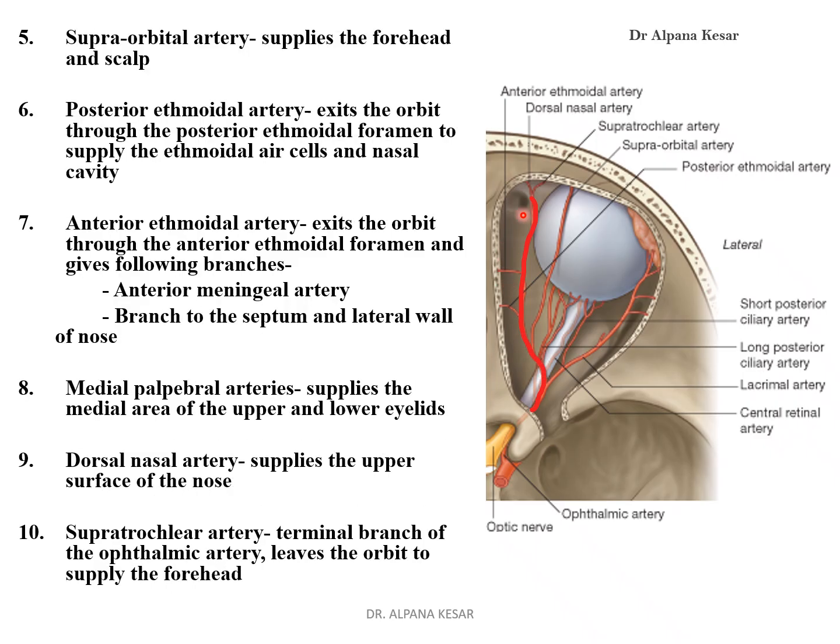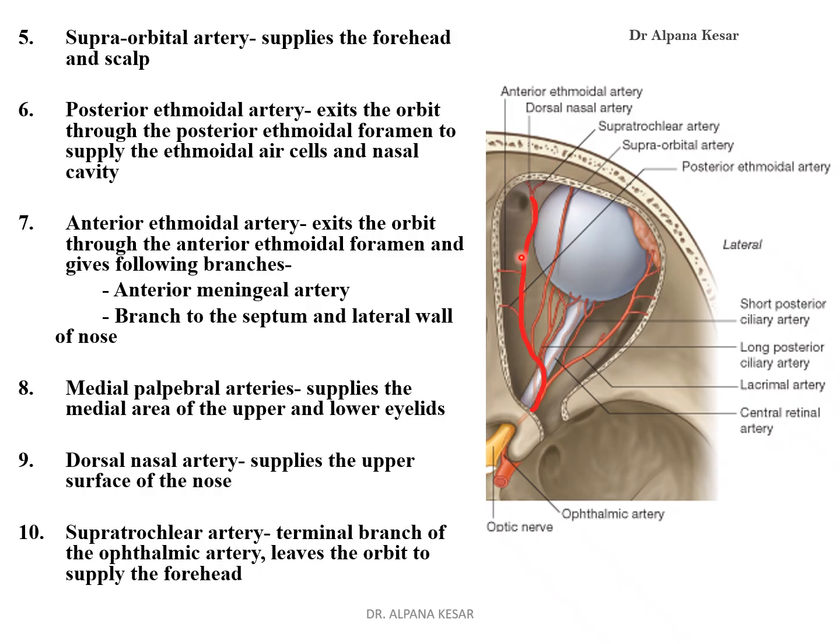The ophthalmic artery, after giving off the muscular branches, gives the following branches. They are the supraorbital artery, which is this. Supraorbital artery supplies the forehead and the scalp. Further, the ophthalmic artery gives the posterior and the anterior ethmoidal arteries. The posterior ethmoidal artery exits the orbit by passing through the posterior ethmoidal foramen, and then it supplies the ethmoidal air cells and the nasal cavity.